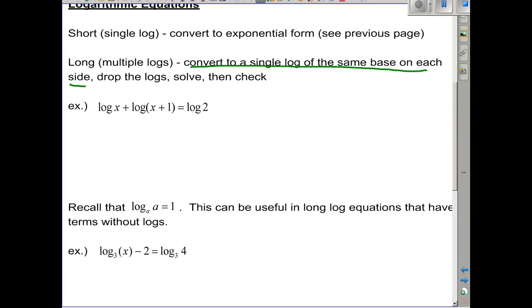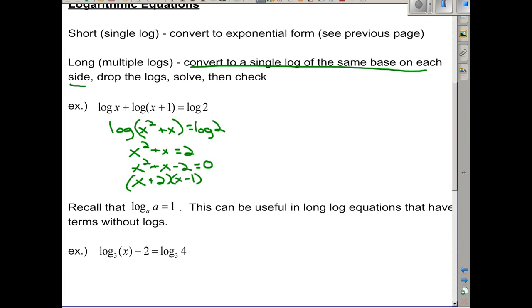So for this one down here, we've got two logs on the left and one log on the right. We can put these together. Two logs being added means that you multiply whatever you're taking the log of. So x times x is x squared. X times 1 is x. I put them together into a single log on the left, and I already have a single log on the right. Now I can drop my logs. Ooh, it's a quadratic. Factor and solve. What adds to 1 multiplies to -2. Oh, we can get +2 and -1, which gives us solutions of x equals -2 or x equals 1.